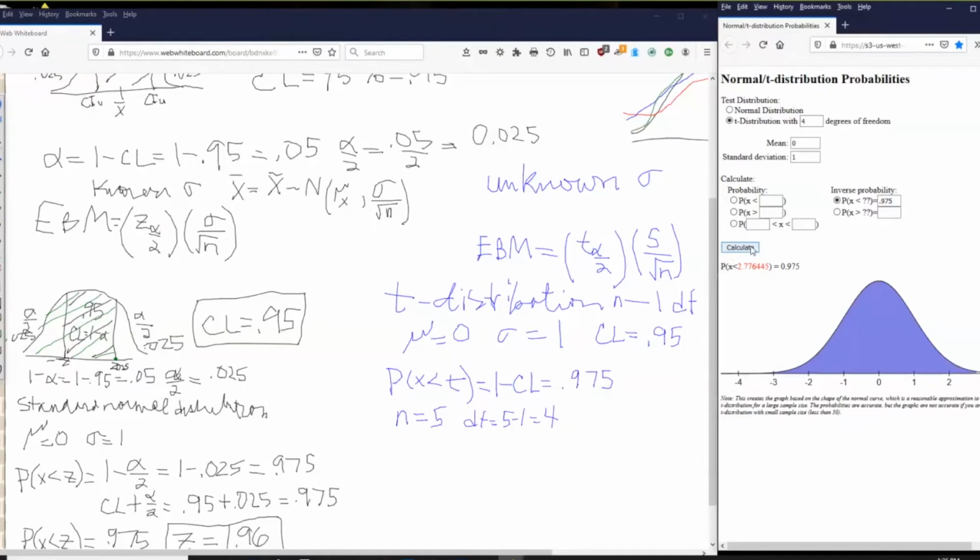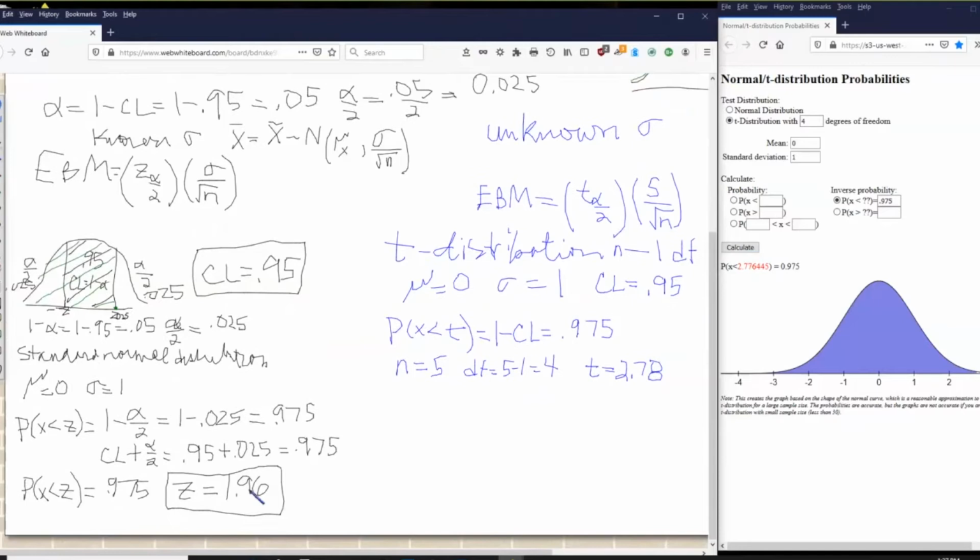And that's going to give me a t-value of, we'll say, 2.78. So you can see that when I use my normal distribution, I got 1.96, but if I have a really small sample, then my t-score is going to be 2.78. So the number of deviations away from my mean is going to be a lot bigger.